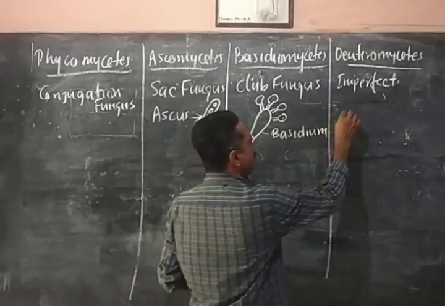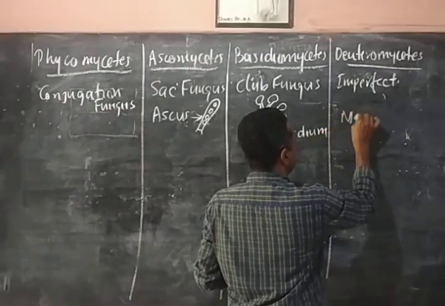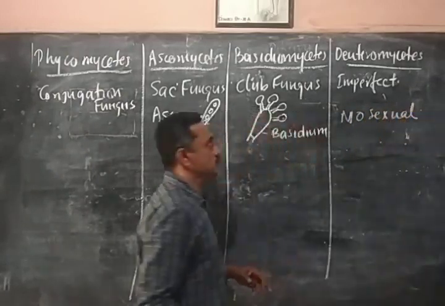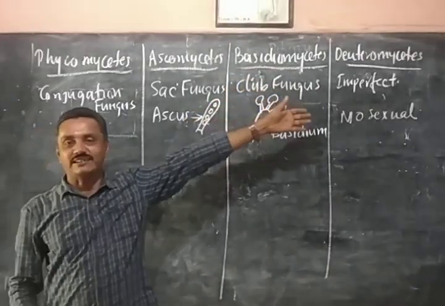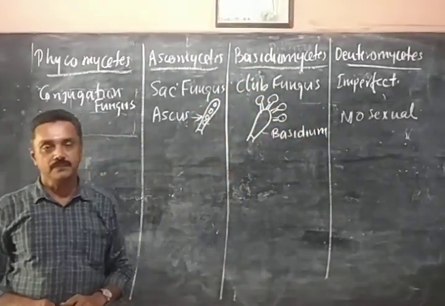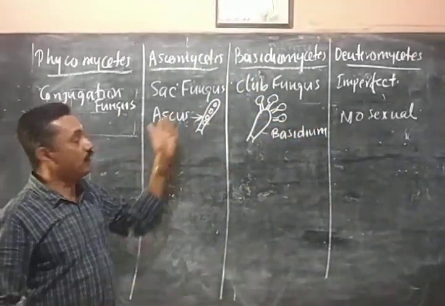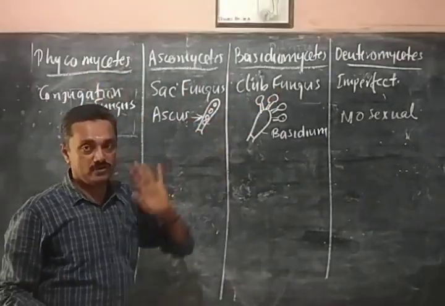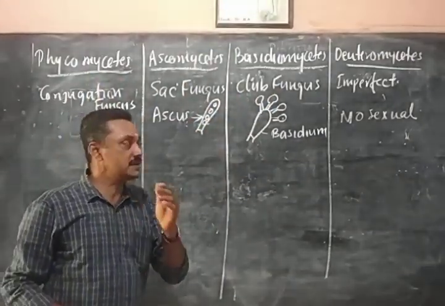And in the imperfect fungi, there is no sexual reproduction. They will not reproduce sexually. So they are called imperfect fungus. So these are the groups of fungus: Phyco, Asco, Basidio, Deuteromycetes. And the details are given.